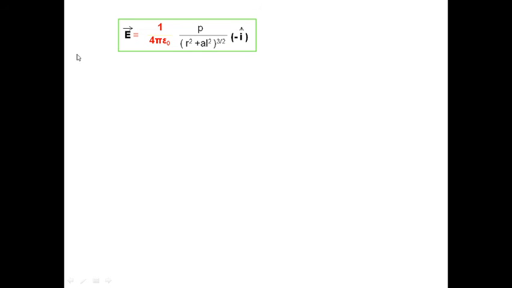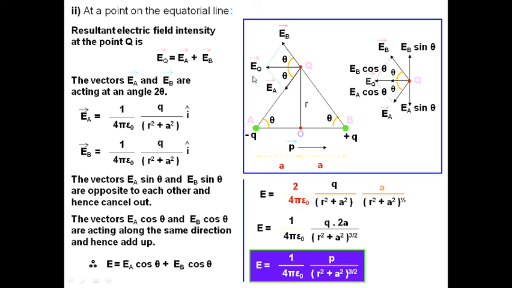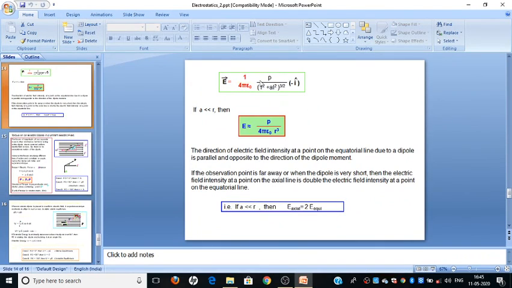In vector form, E can be written as 1 by 4 pi epsilon naught, p upon (r square plus a square) power 3 by 2, with a minus i cap. Minus i cap shows that the direction of the net electric field due to the dipole is opposite to the direction of the electric dipole moment. They are in opposite directions. In case of the axial line, they are in the same direction, but in case of the equatorial line, they are in opposite directions.